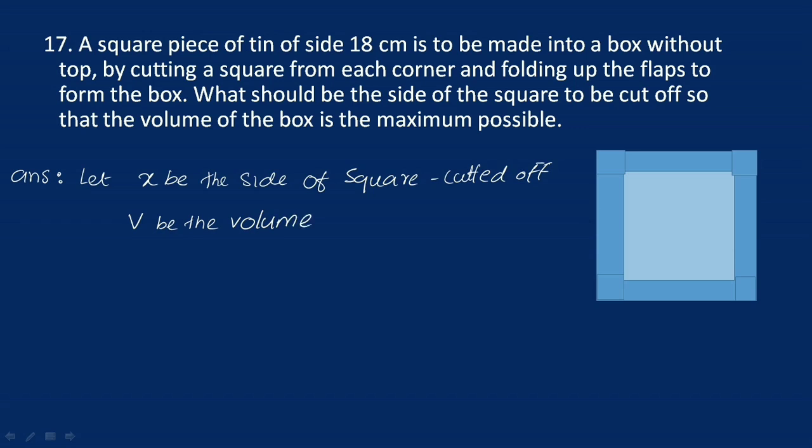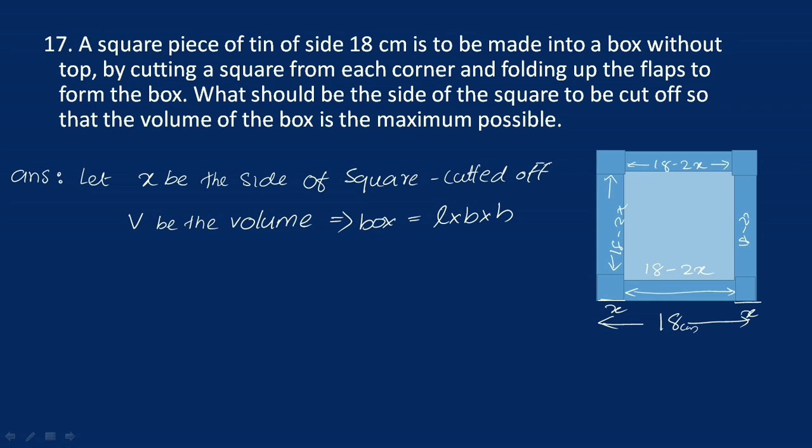So we have V be the volume of the box. What is the volume of a box? That is L into B into H. What is L? We have the side of the square given, that is 18 cm, and x is cut from both sides. So x plus x, that is 2x. So 18 minus 2x will be the length and breadth of the box that is made from this square.